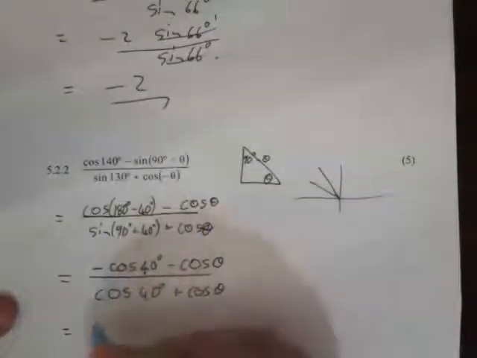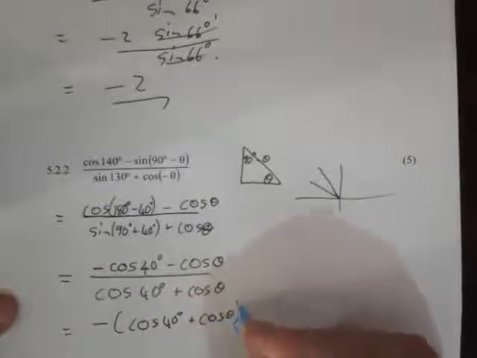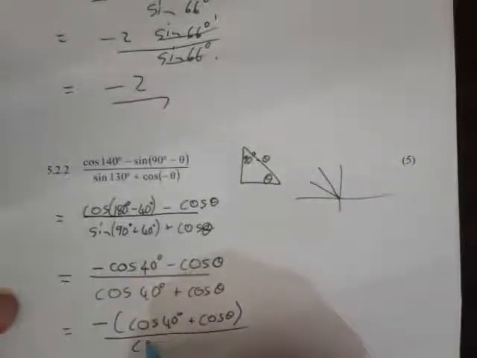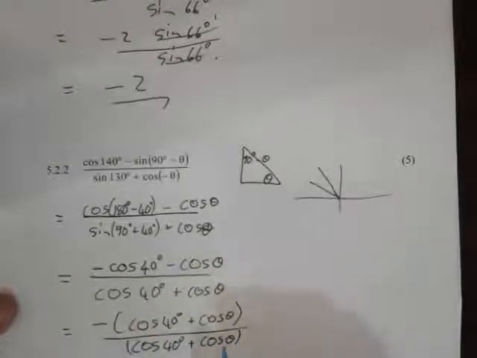And we can take out a negative, which leaves us with cos of 40 degrees plus cos of theta over cos of 40 degrees plus cos of theta. So I'm just going to put it in brackets so it looks the same. And we can cancel factors, so we can cancel the whole bracket, which leaves us with minus 1.